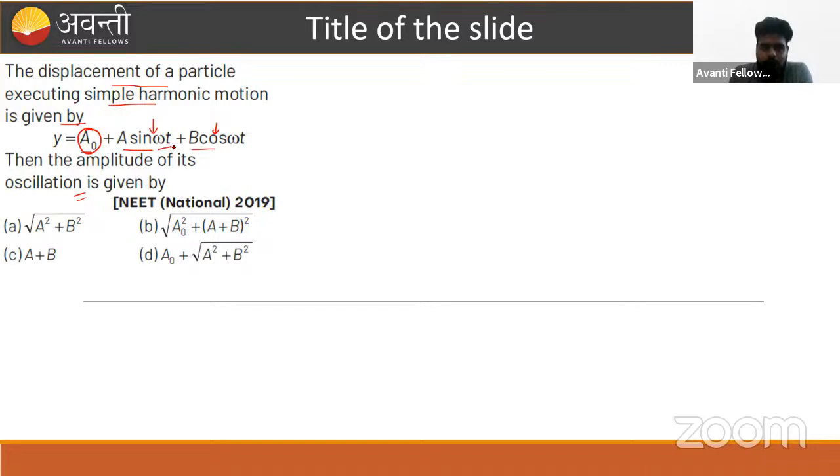For sin omega t, this is omega t, and it has magnitude a. So what about cos omega t? How can we write cos omega t in terms of sine? We can write it as sin of omega t plus 90 degrees. Correct? So what is the magnitude of the second SHM? That is b, and 90 degrees plus means anti-clockwise direction. So this is the direction of the second SHM, which is 90 degrees to the first one.